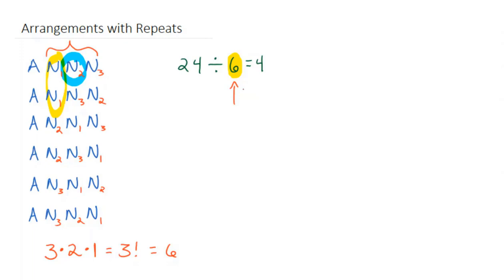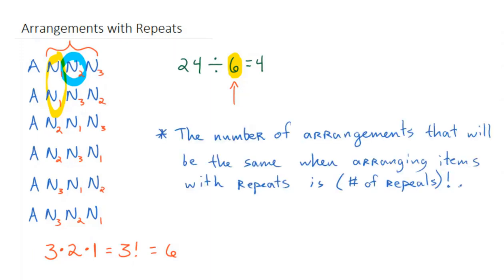So that is really the big thing that I'm trying to convince you guys of, that the number of identical arrangements when you're doing arrangements with repeats will be the number of repeats factorial. Let me write that out for you. All right, so again, the number of arrangements that will be the same when arranging items with repeats is the number of repeats factorial, period.